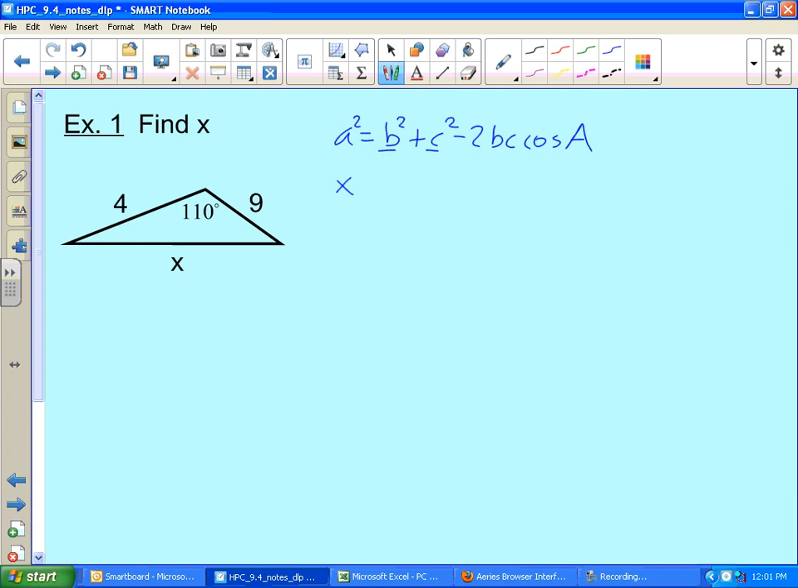In this case, we're looking for x squared. And it doesn't matter which of these, 4 or 9, that we call a or b. So 4 squared plus 9 squared minus 2 times 4 times 9 times cosine of 110. This is going to give us x squared, so we just have to remember that we need to take the square root of this whole mess to come up with our answer. So 16 and 81, 97, minus whatever 72 times the cosine of 110 is.